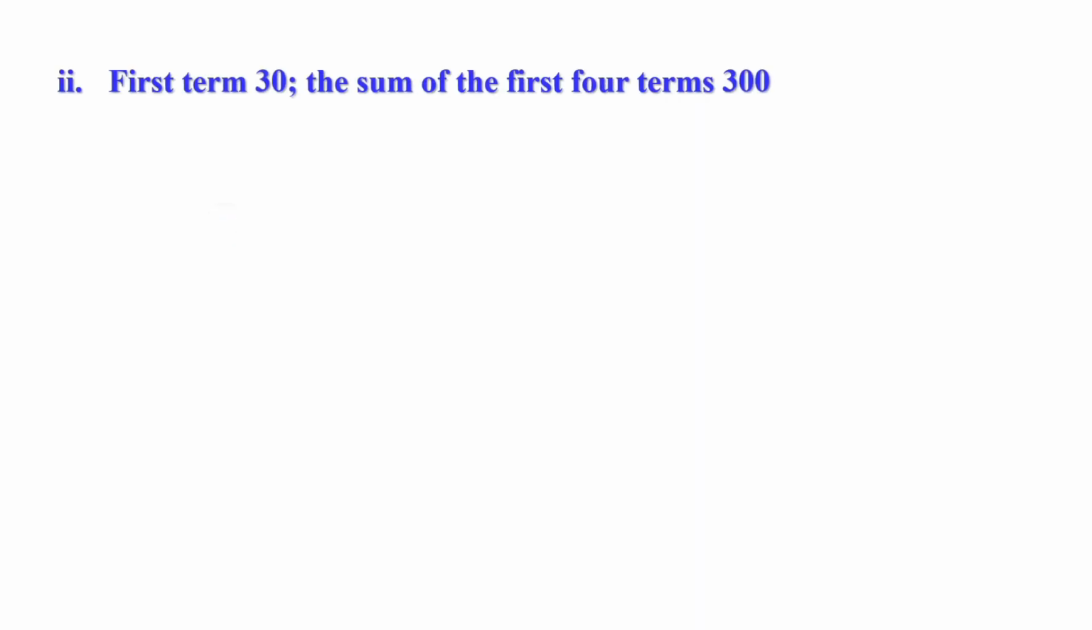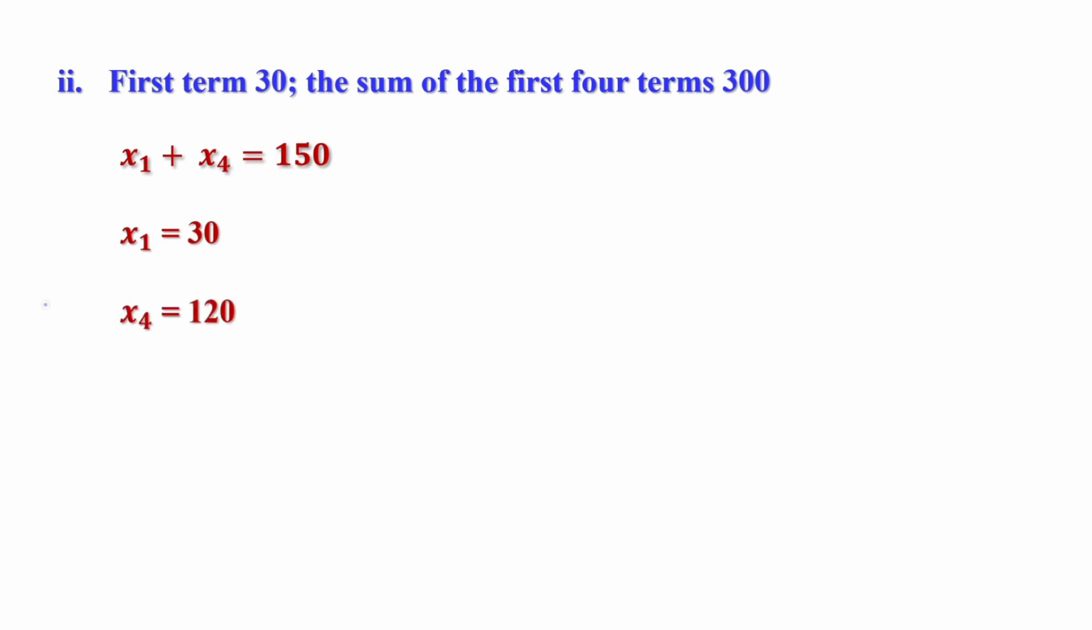And the second part, first term 30, sum of the first 4 terms 300. When we take 4 terms, we can make 2 pairs and the sum of each pair is 150. That is, first term plus last term is 150 and second term plus third term is also 150. Given that first term is 30, so fourth term equal to 150 minus 30, that is 120.